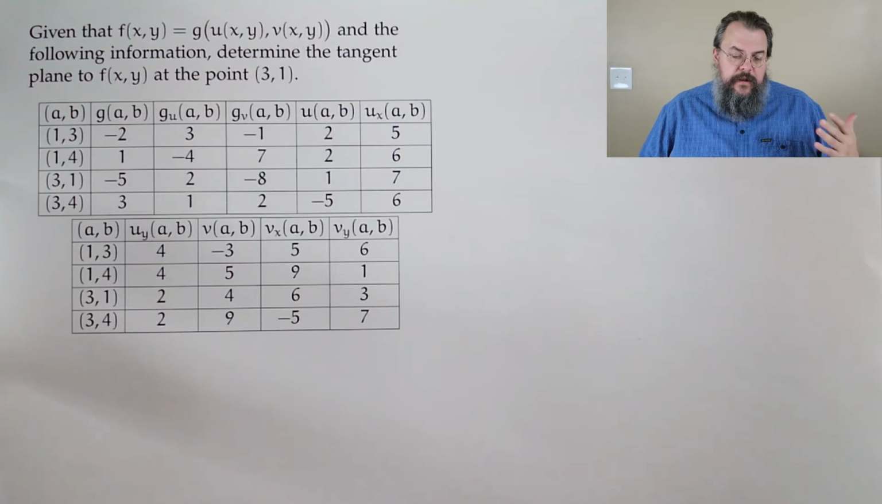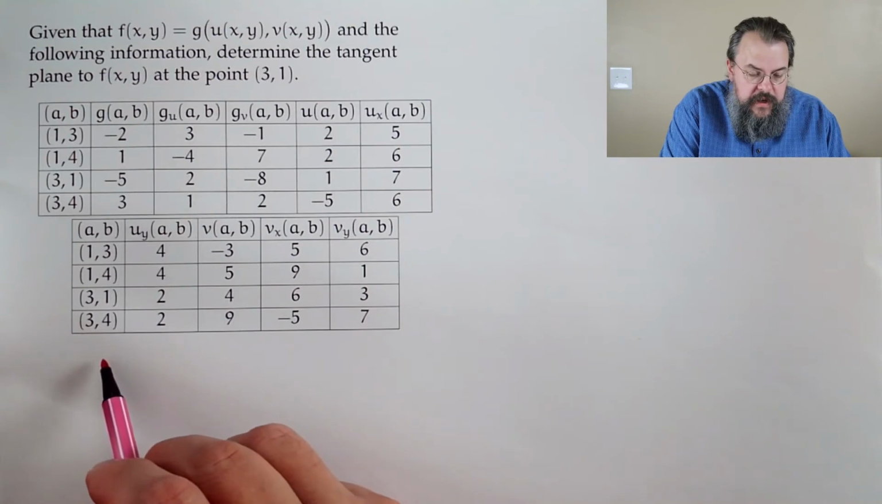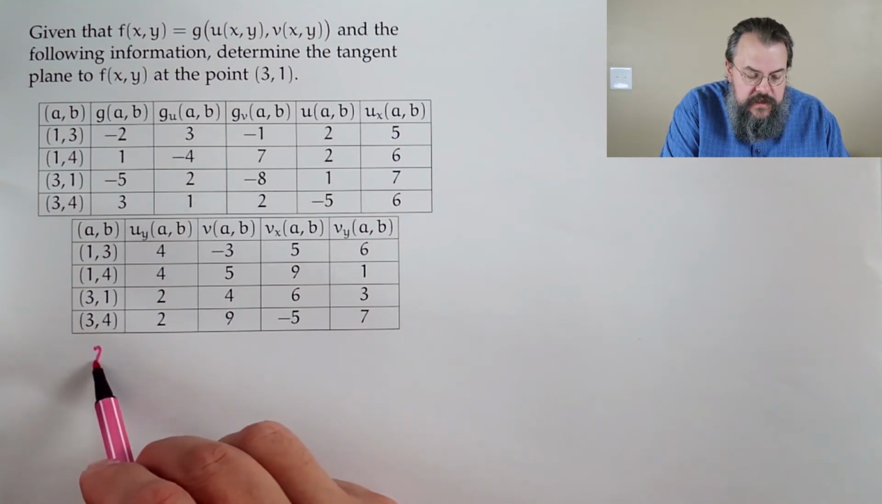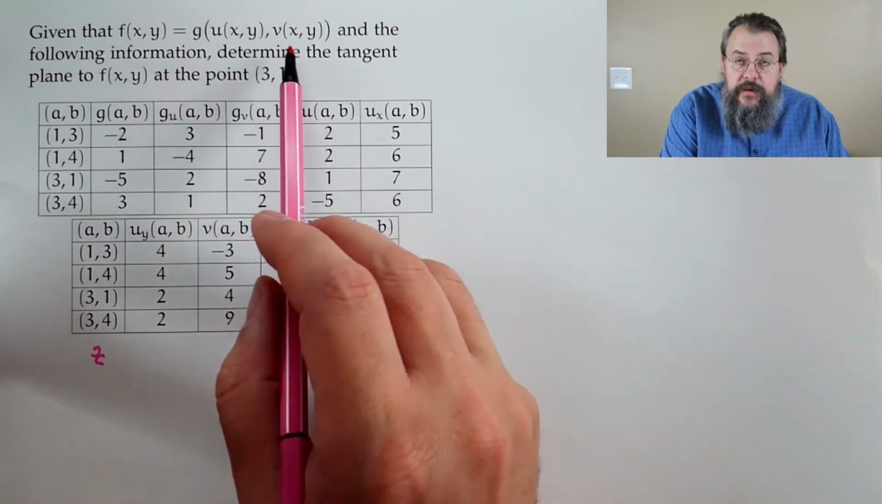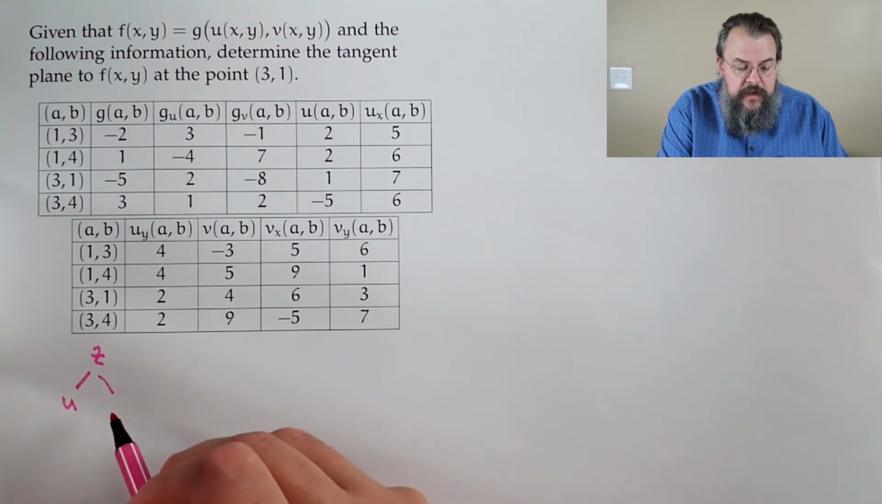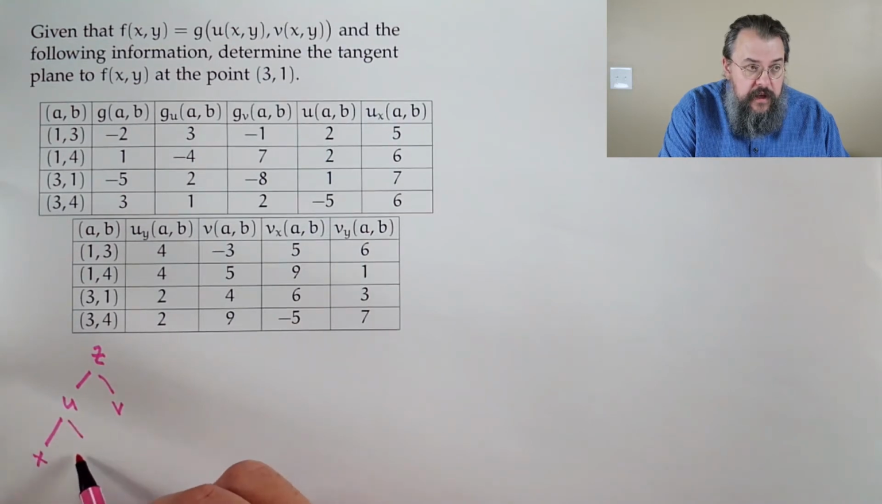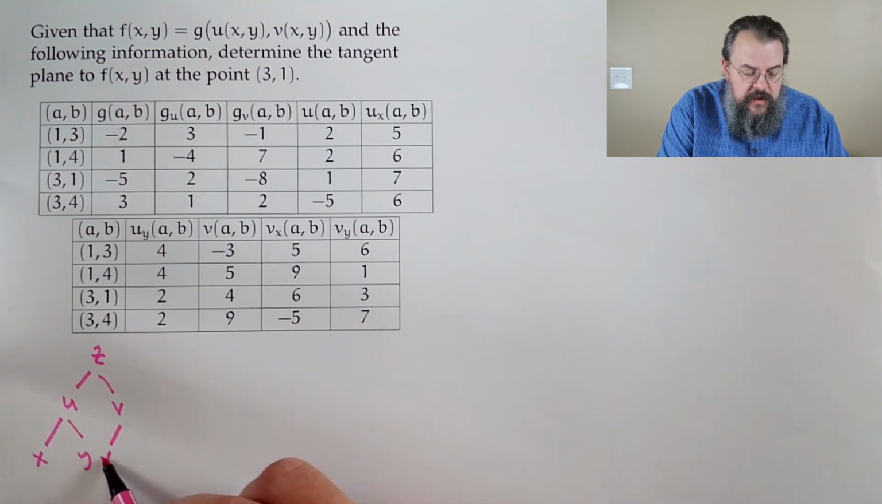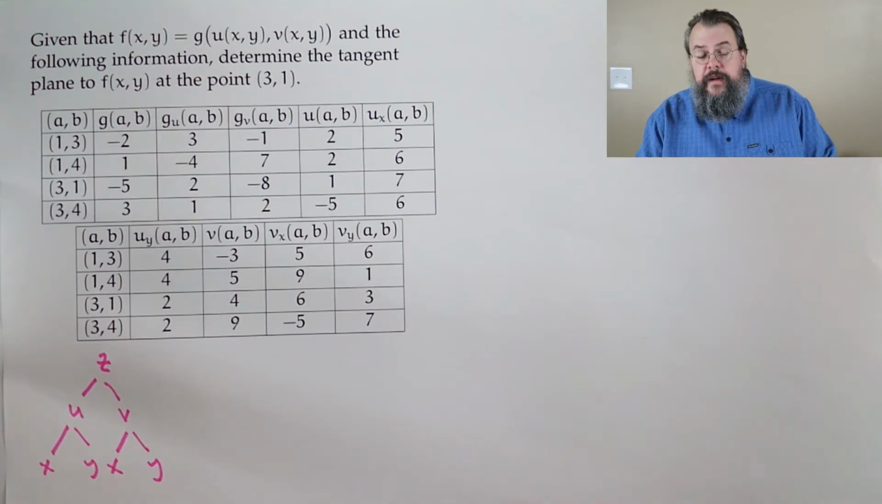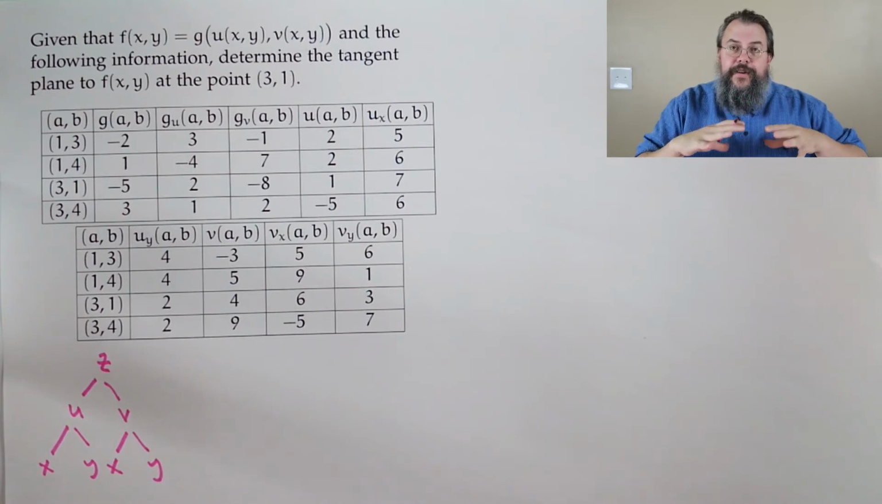We have our function, which I'll call z, and initially it depends on two variables, u and v. But they also depend on x and y. So we get a nice little diagram of our dependencies here.